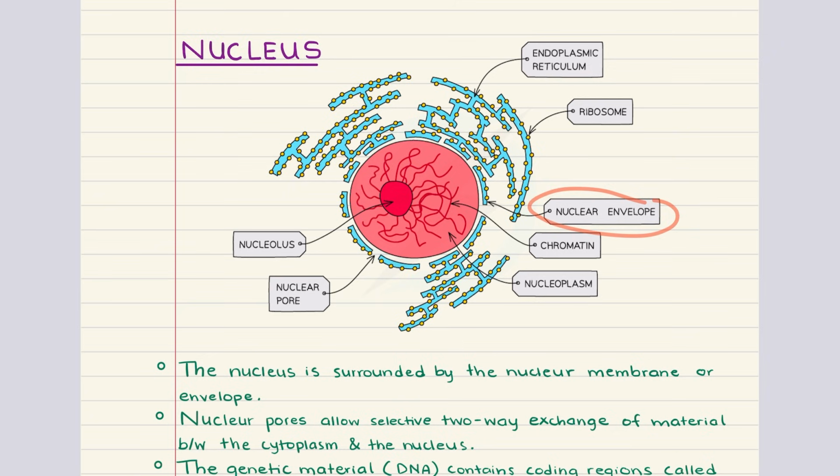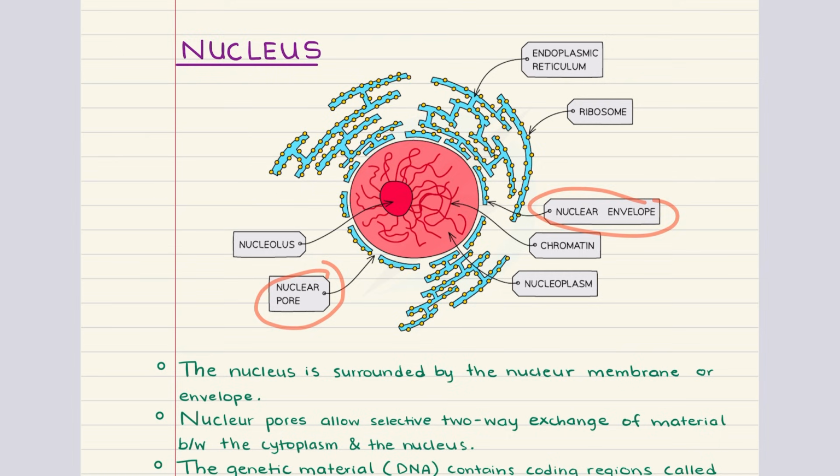Embedded in this envelope are structures called nuclear pores. These pores are not just openings. They are highly regulated channels that allow selective two-way exchange of materials between the cytoplasm and the nucleus. So for example, messenger RNA, or mRNA, needs to exit the nucleus through these pores to reach the ribosomes, while certain proteins and enzymes have to be imported into the nucleus to support DNA replication or transcription.